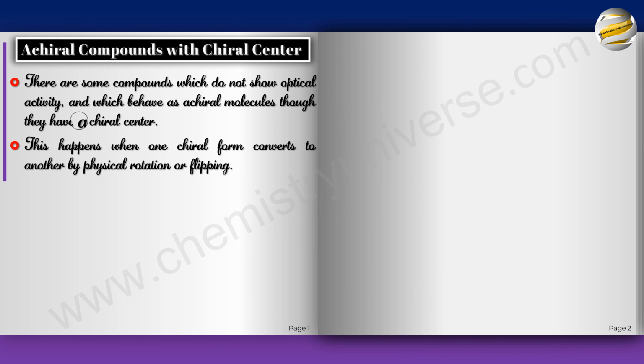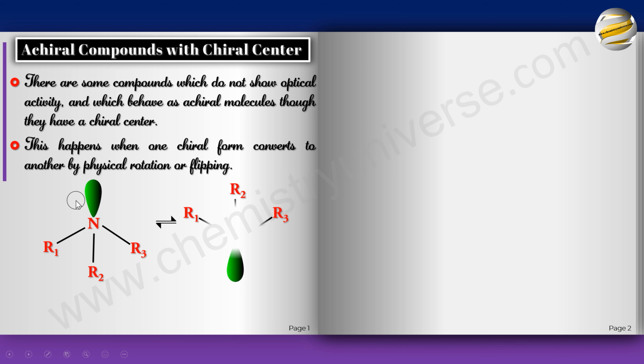So let's take an example. I'm taking the example of a tertiary amine. R1, R2, R3 are different groups. And this is the lone pair. And when it flips, it becomes its enantiomer. So I'm going to show you this with an animation.